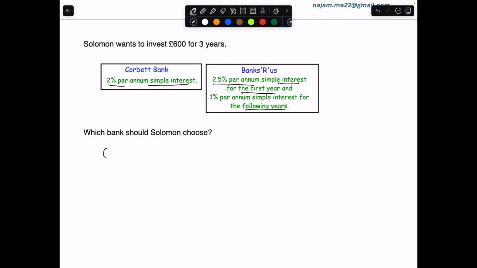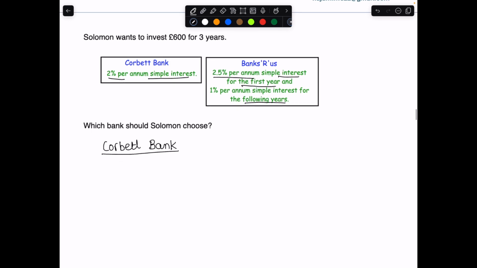Let's say, if I say Corbett Bank, this is pretty straightforward. We have the present value, which is £600. Time is 3 years. Rate of return is 2% per annum. So everything is right in terms of my units. The time is also in years. The rate of return is also in years. So my R will be 0.02.